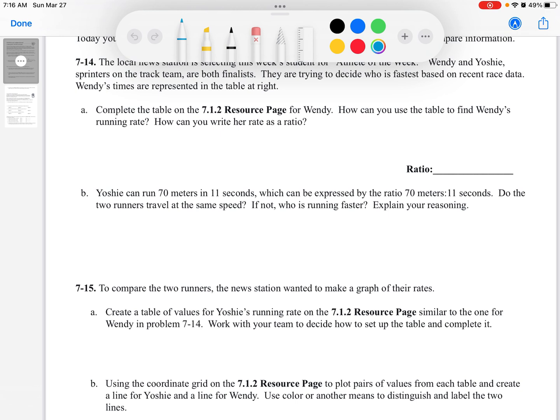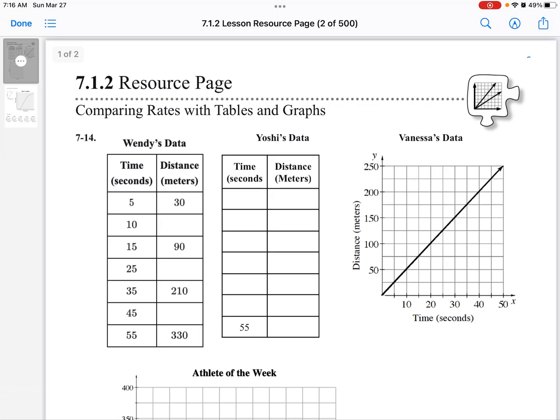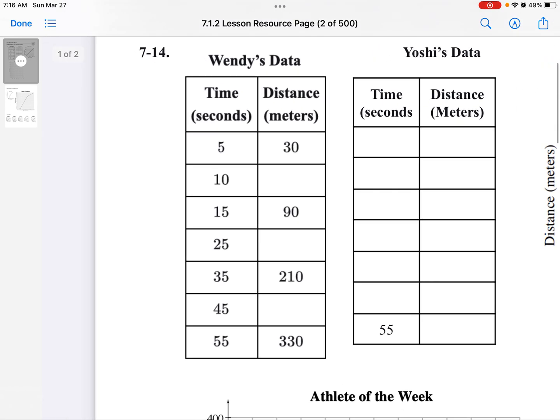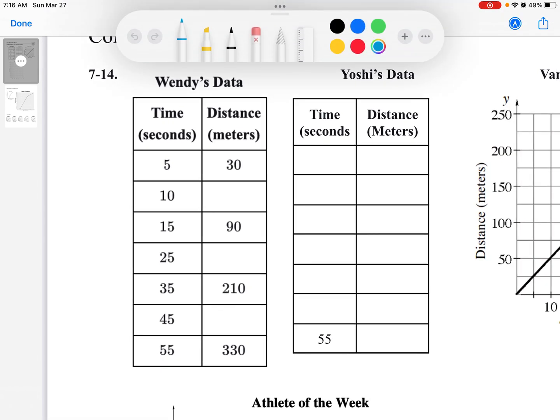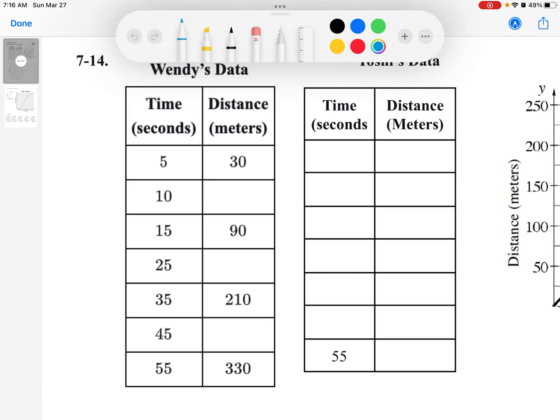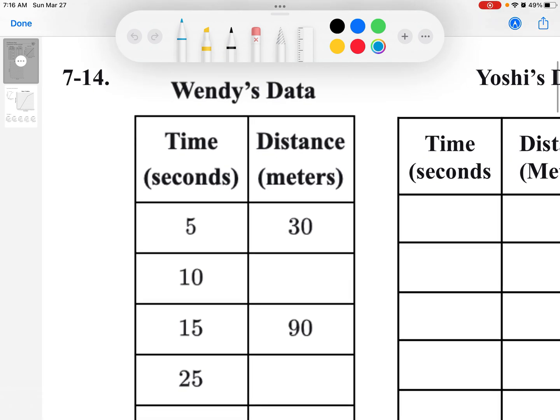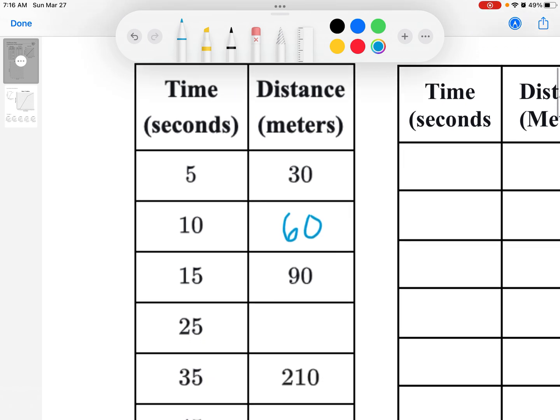Ooh, that would be a hard one to say many times. How can you write her rate as a ratio? Okay, so let's go over there and let's take a look. There it is. There's Wendy's information, and what we're going to do is finish filling this in. If we notice that in 5 seconds she goes 30 meters, then in 10 seconds she would go, what, 60 meters.